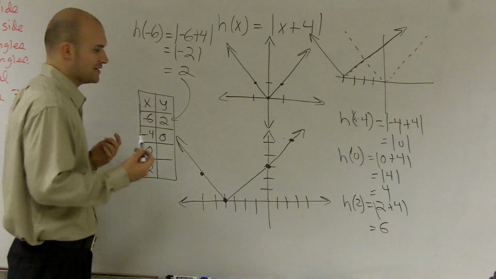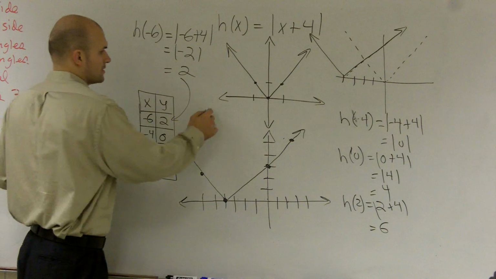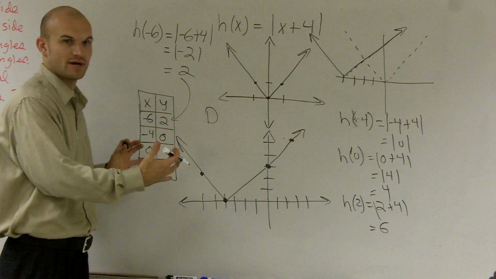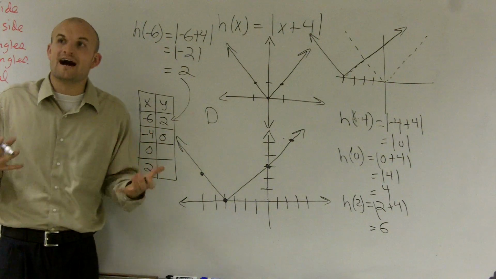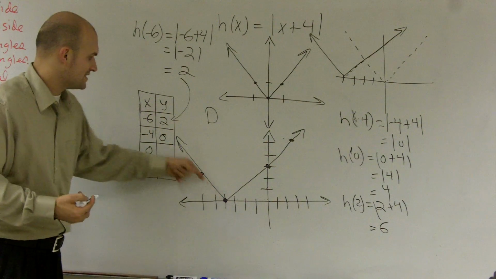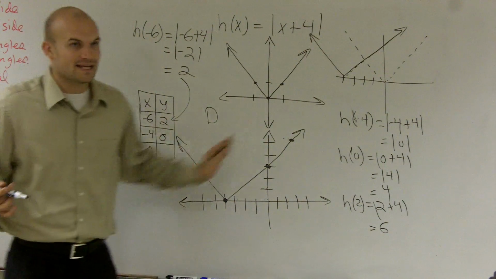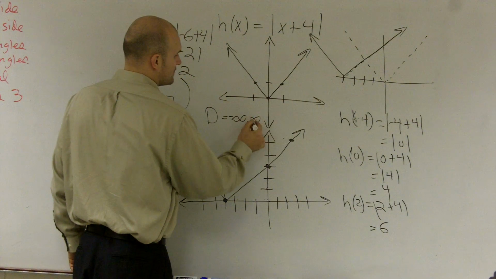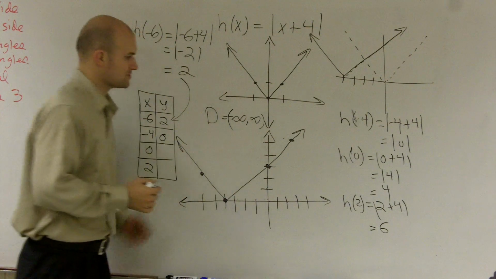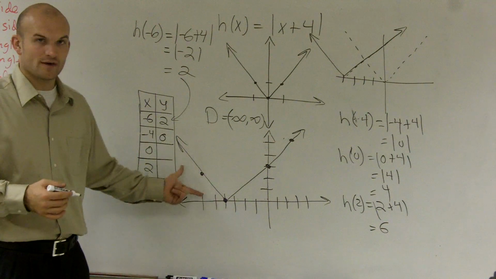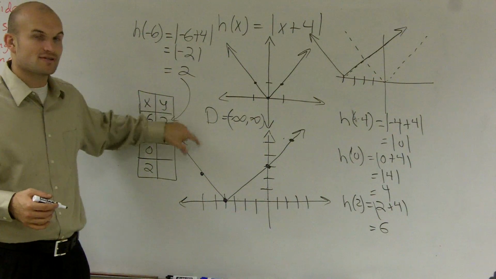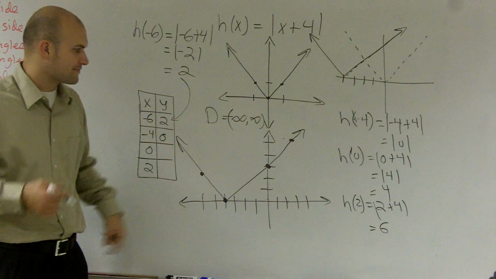Now the last thing we need to do is determine our domain and range. Our domain is all the x values that this graph covers, or that are defined for this function. This goes infinitely to the left and infinitely to the right. So therefore our domain is from negative infinity to infinity. There's always going to be an x value that's a part of this graph, because it continues infinitely to the left and right.